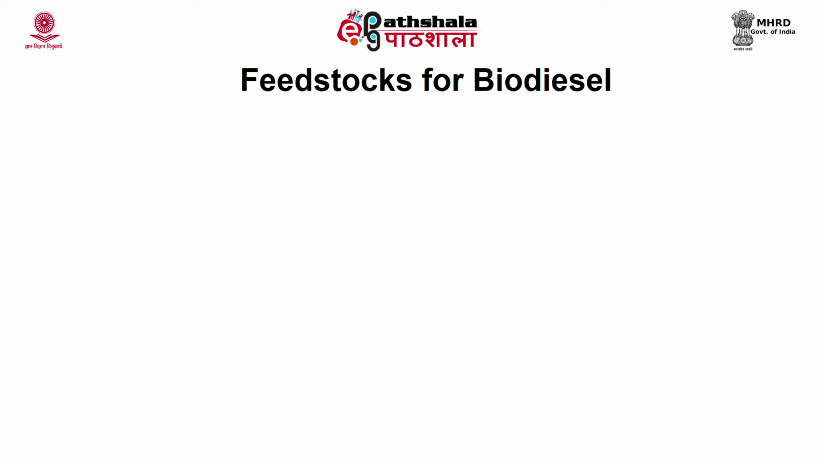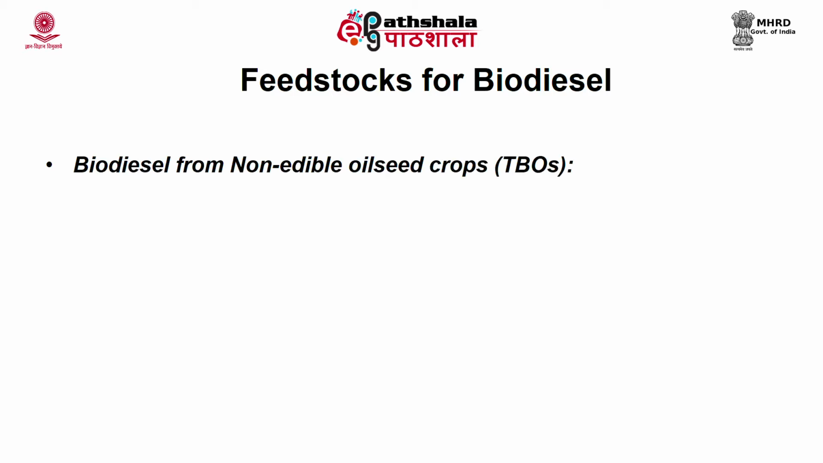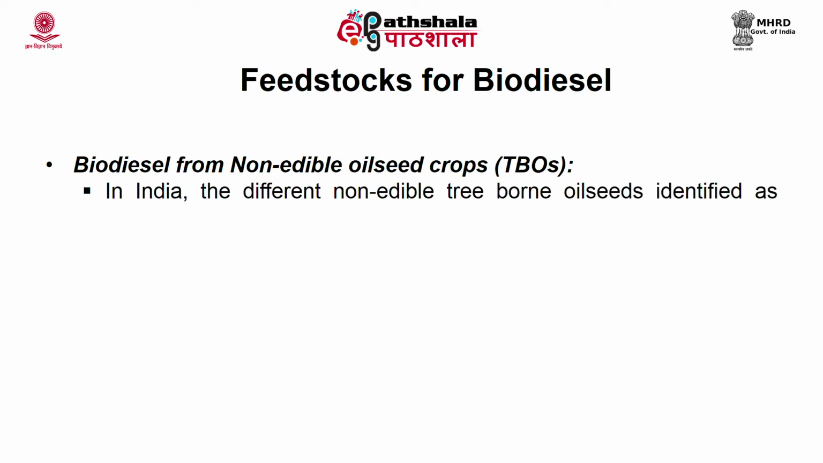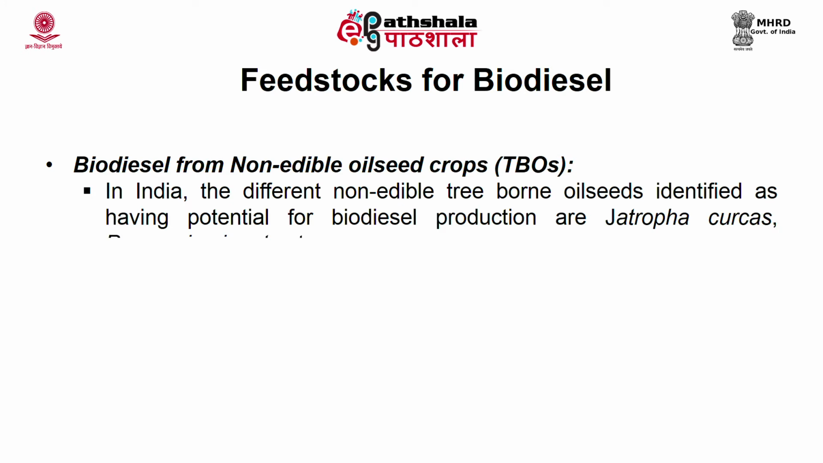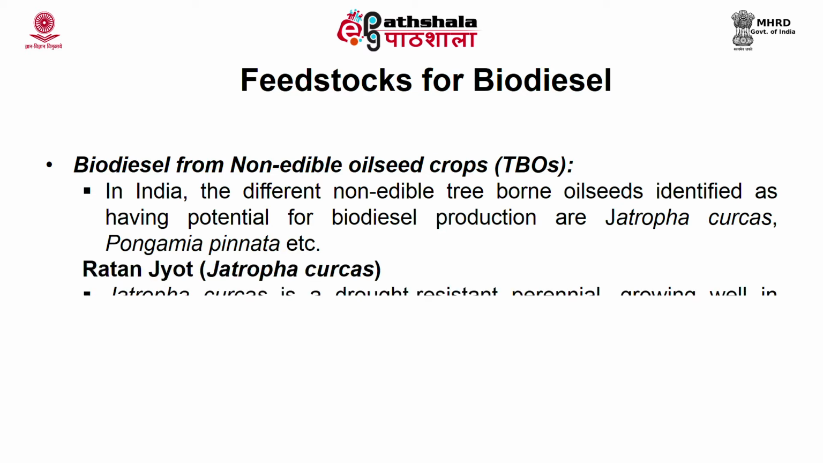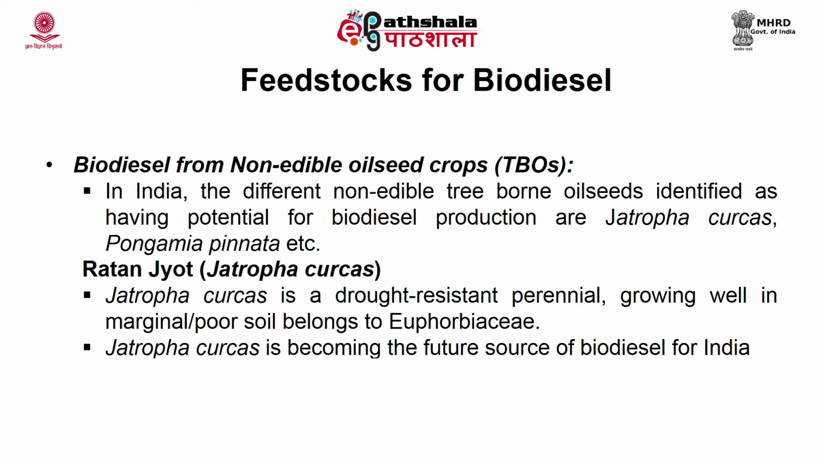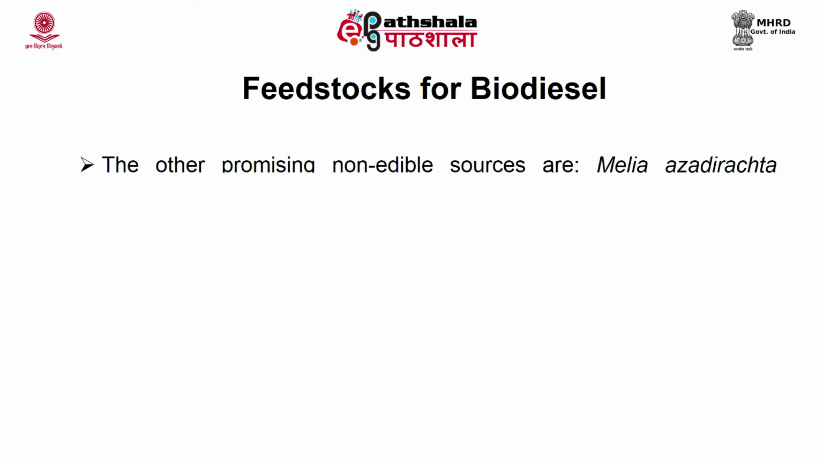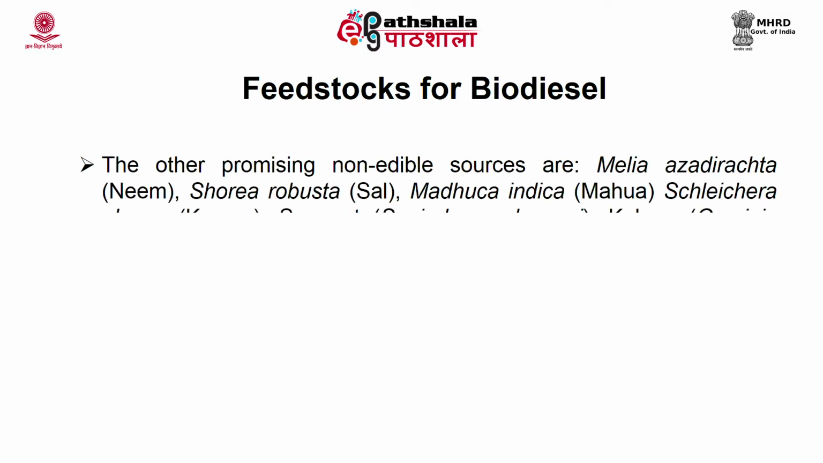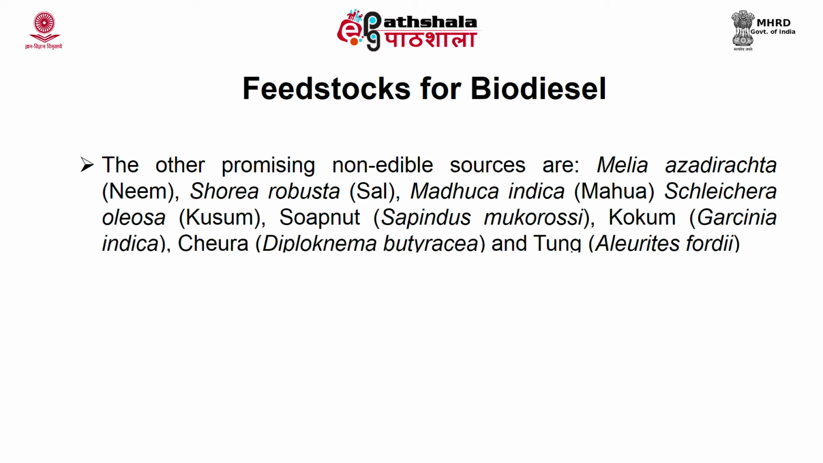Another feedstock is non-edible oil seed crops, commonly known as TBOs, that is tree-borne oil seed crops. Different non-edible tree-borne oil seeds are identified, and the major one over the world is Jatropha curcas, which is commonly known as Ratanjot. It is a drought resistant perennial shrub which grows in different types of soil, and it belongs to the family Euphorbiaceae, and it has an oil content in the range of 37 to 40%. The other promising non-edible sources, especially in the Indian context, are neem, which is Azadirachta indica, sal, mahua, kusum, soapnut, kokum, chirua and tung.